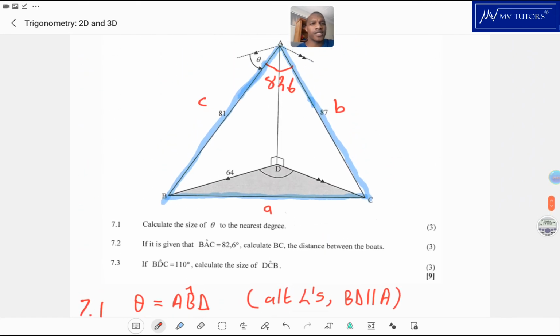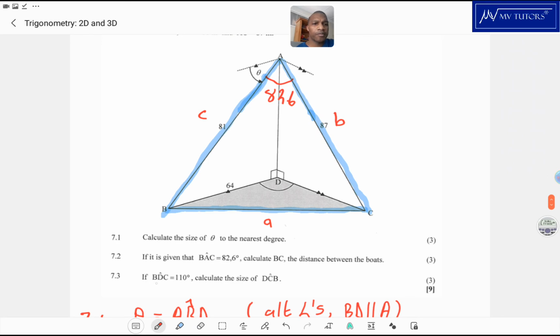Let's see what it says. It says, if now BDC is 110, where's BDC? I always like to highlight these things so that I know exactly which triangle I'm working with, because there are many triangles here in all honesty. So BDC, that triangle there. That angle is 110. Just write it.